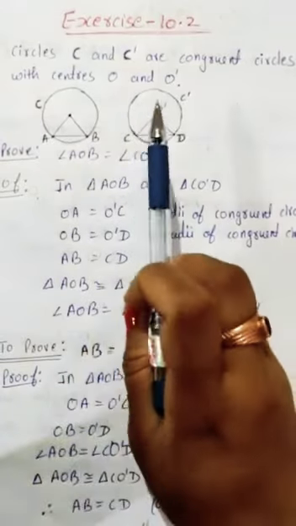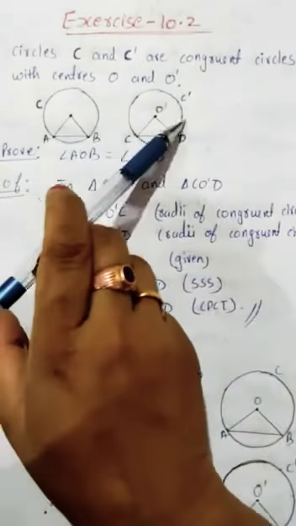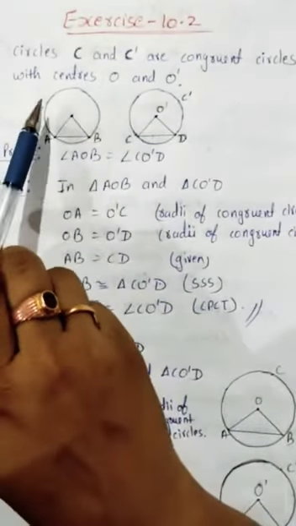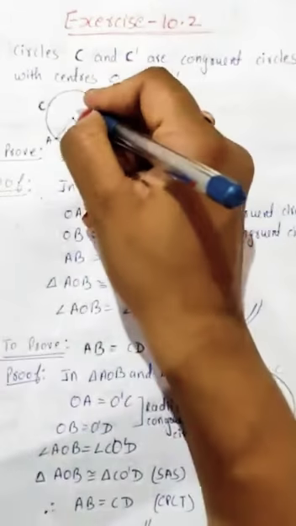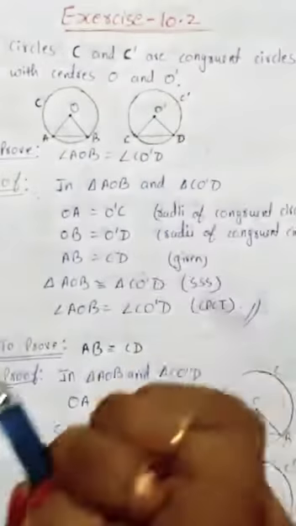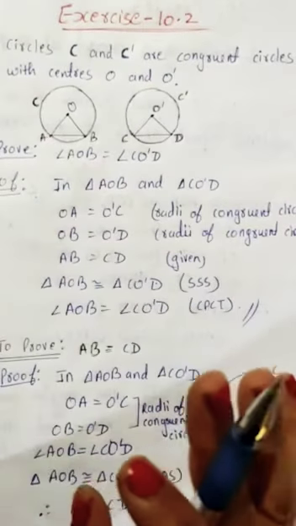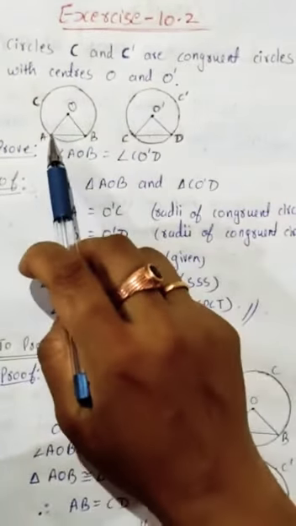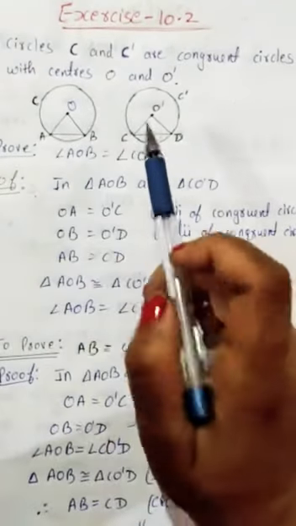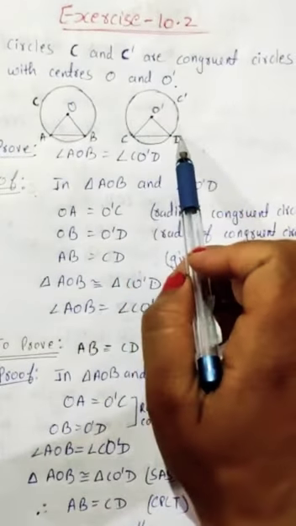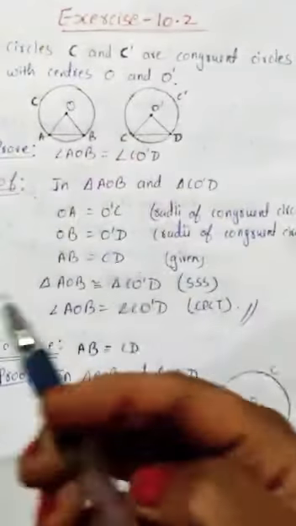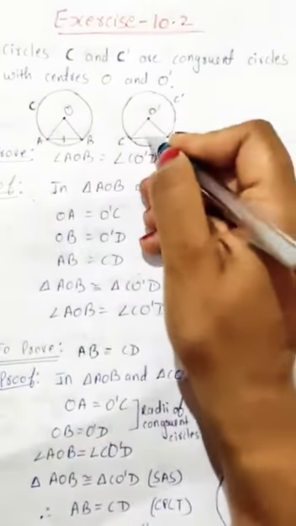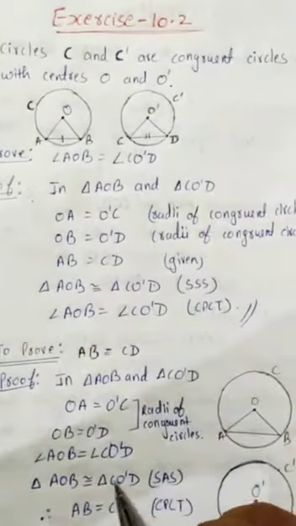So in this exercise, the first question is, you have two congruent circles C and C dash with centers O and O dash. So this is O center and this is O dash center. These two are congruent, okay? And you have to prove that angle AOB is equal to angle CO dash D. These two chords are also given, AB is equal to CD. This is given to you. First question of exercise 10.2.